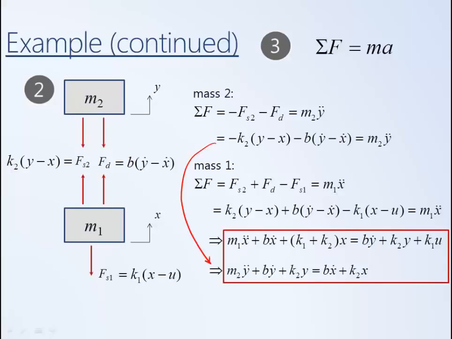So together, these two differential equations describe the motion of this quarter car suspension, where in general we will need one differential equation for each independent inertia.